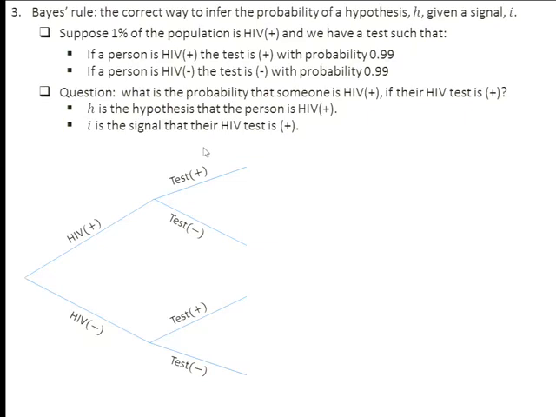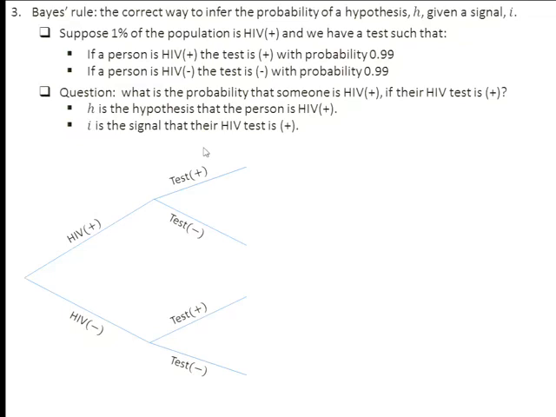So here the outcome is the probability that we would observe a positive test signal, conditional on, the pipe means given, the state of the world being that they're HIV positive. So this object here is the probability that the test is positive, given that they actually are HIV positive. This is the base rate probability that they're HIV positive, and what we get is that the probability that they are HIV positive and that they test positive is equal to this probability times this probability.